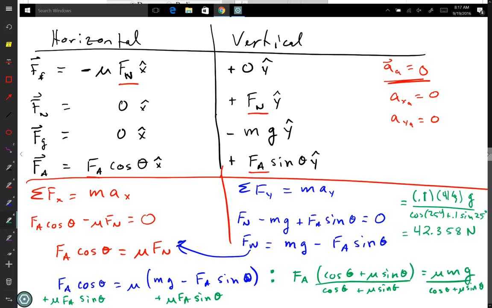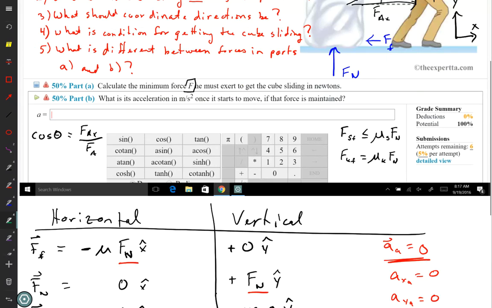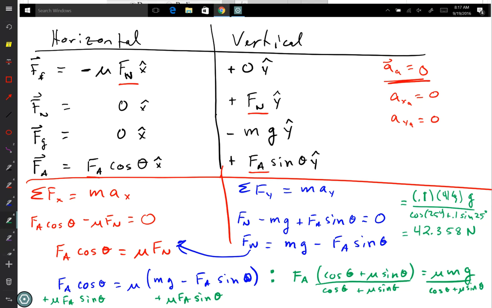Okay, so a student said 42.358 newtons. A quick question here, is that more or less than the weight of the ice? It's actually way less because the ice is 41 kilograms. You multiply it by 9.8 meters per second squared to get its weight. This is about 1/10 the weight. Well, it's more than 1/10, but it's much smaller than the weight of the ice, which is because it's sliding.